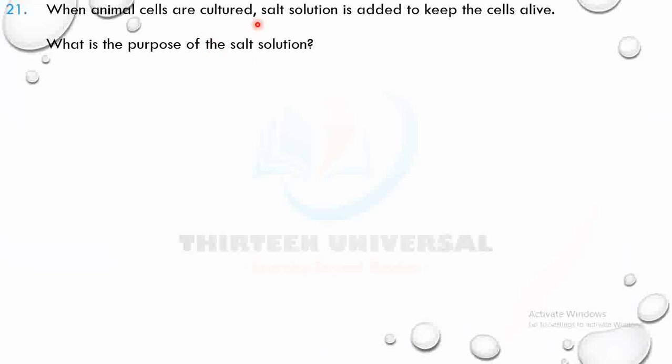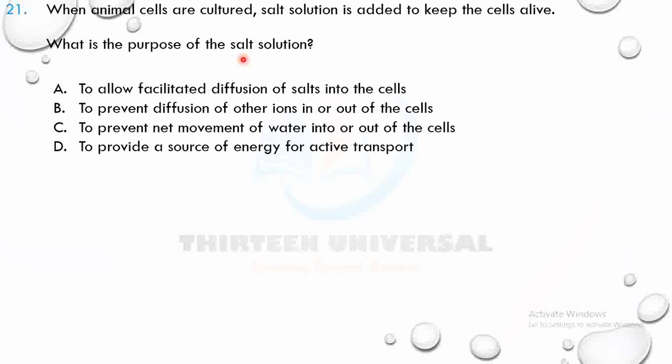When animal cells are cultured, salt solution is added to keep the cells alive. What is the purpose of the salt solution? Why do we add it? Pause the video and try it. We add the salt solution to lower the water potential, so that water doesn't leave the cells. This maintains an isotonic solution, so the cell does not shrink and does not burst.